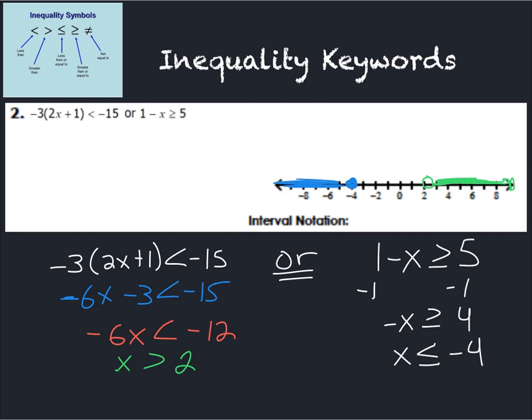How would we write this in interval notation? If we look at our number line, we have an open parenthesis, -infinity, and then we're stopping at -4, and we are including -4. Or then we have an open parenthesis at 2, we're not including 2, and we're going towards positive infinity, close parenthesis.